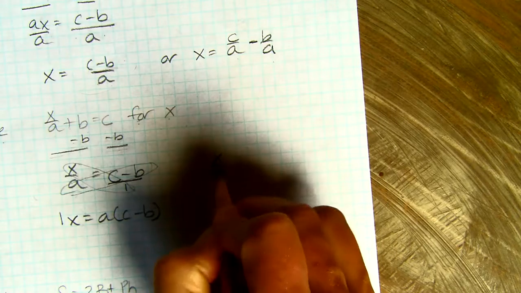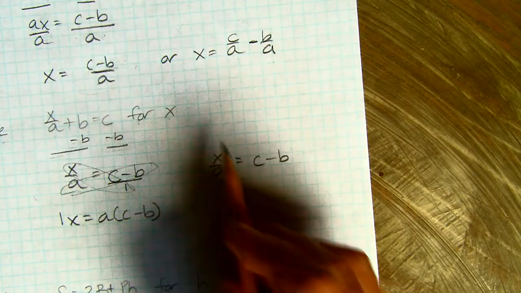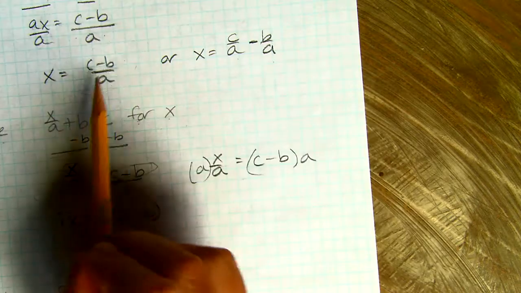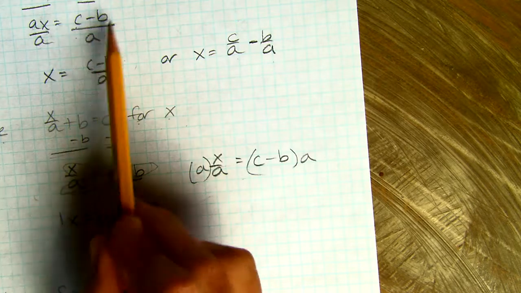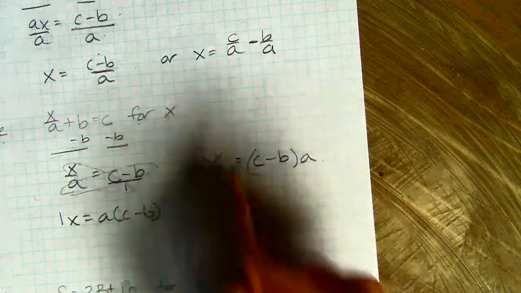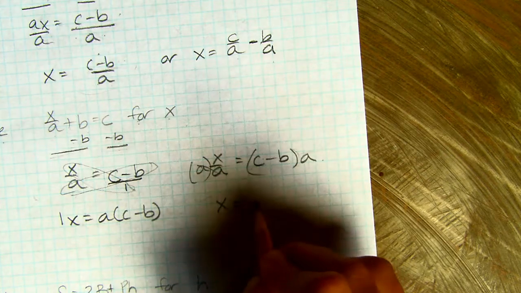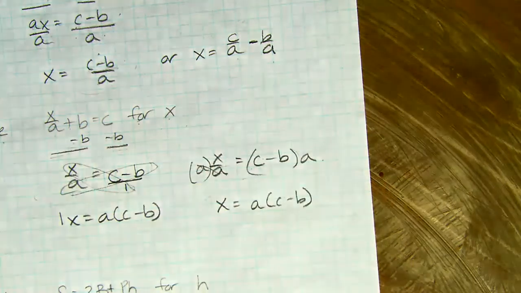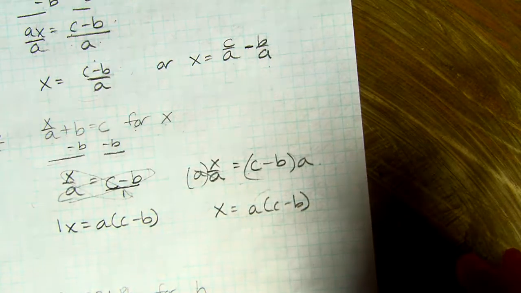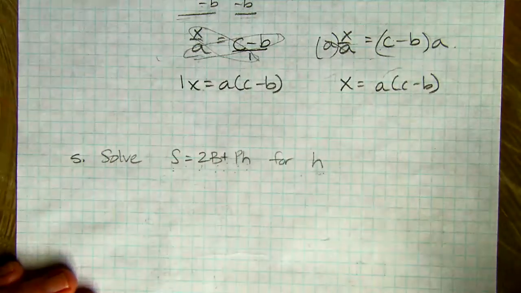Let's go back to what it looked like before. And if I need to undo dividing by a, I would multiply by a. And you do just have to realize, just like up here where maybe each term gets divided by a, each term gets multiplied by a, so you have to write it as a quantity. So a divided by a is 1, so 1x equals a times c minus b. If you want to go ahead and distribute, that's fine, but not necessary. The answer might have it distributed.